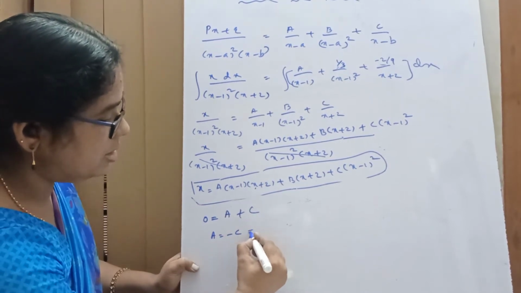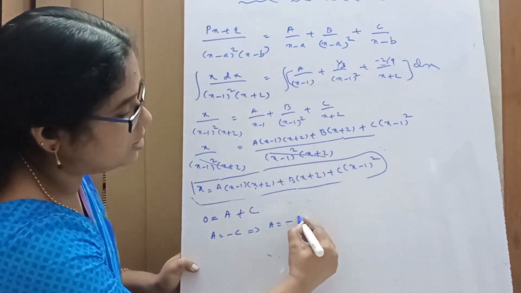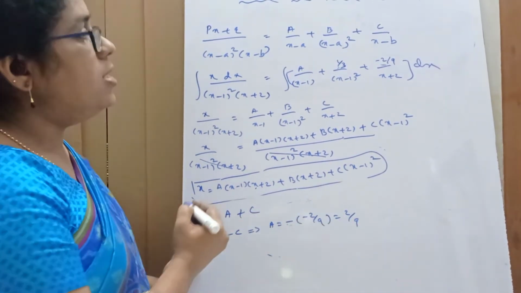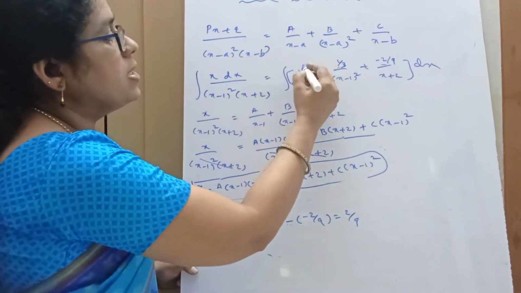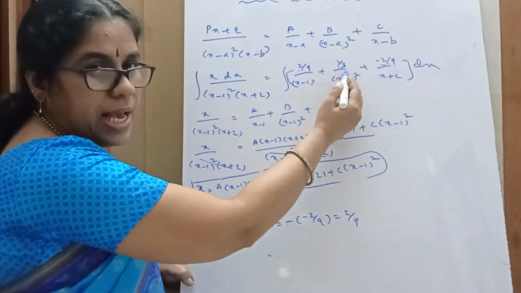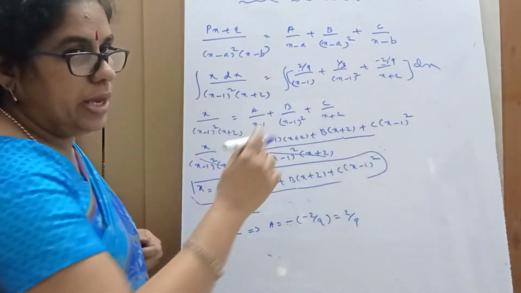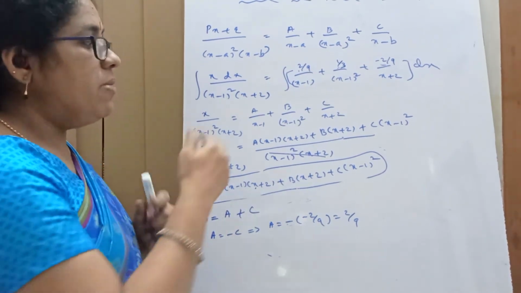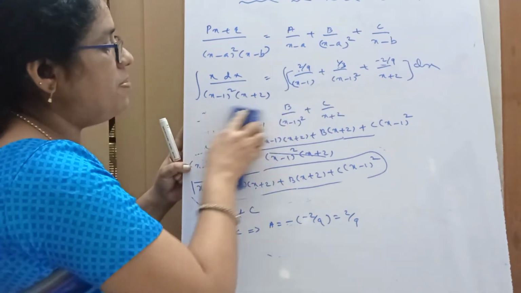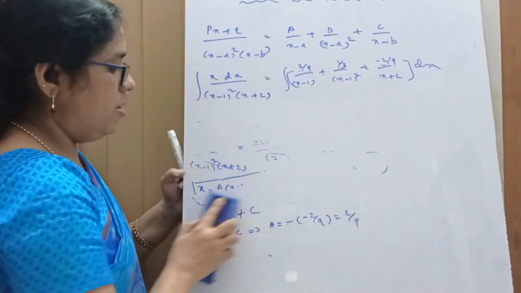Then a is equal to minus c, which implies a is equal to minus of c, we got c as minus 2 by 9. That is a is equal to 2 by 9. Therefore, we got three constants a, b and c: a as 2 by 9, b as 1 by 3 and c as minus 2 by 9. So I put it here. And the next step is very easy. We have to split it and integrate. That is, after substituting a, b and c, we have to split the integral and find it.